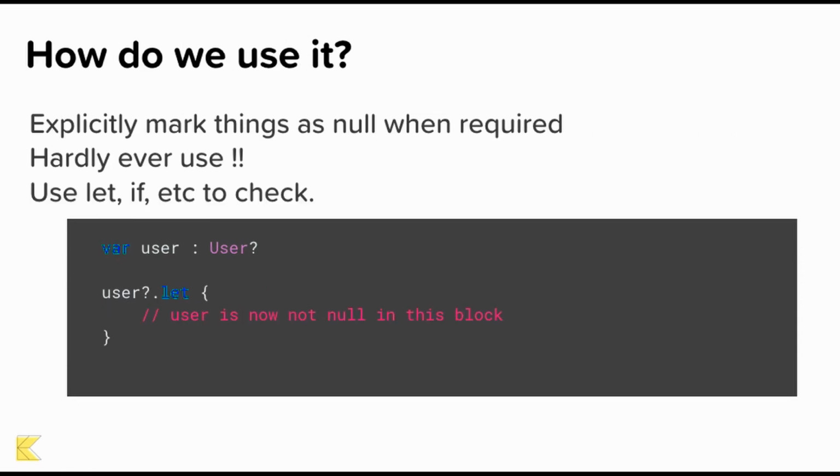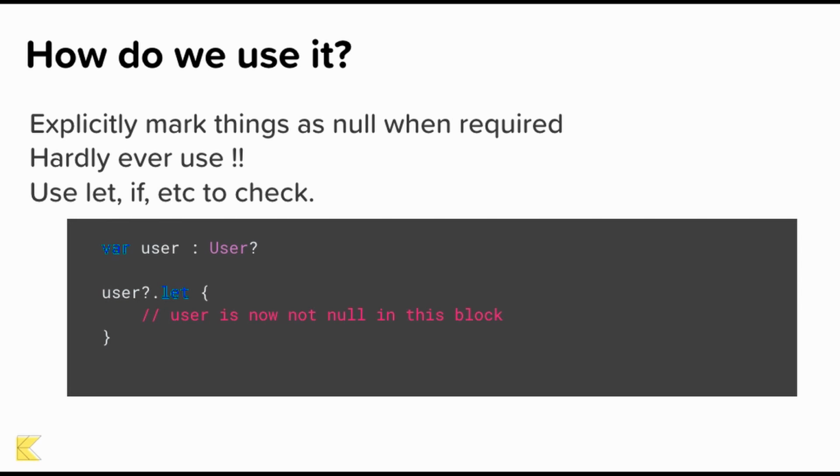So how do we use it at Over? Well, we explicitly mark things as null when we require them, and we hardly ever use the double bang, the two exclamation marks, because that will just produce a null pointer exception if your value is null. We sometimes use it depending on the use case, if we've already checked for null, or if we do want the app to crash if it is null. But we don't really use that syntax.